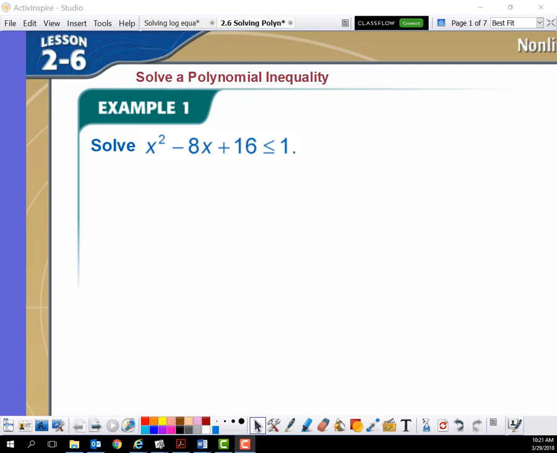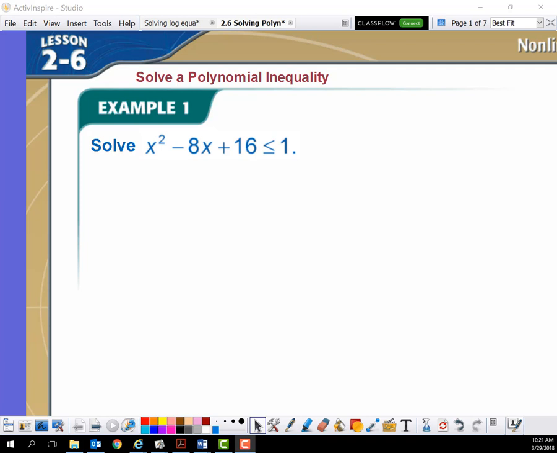This lesson covers polynomial inequalities as well as rational inequalities. So I'm going to do kind of an abridged version of the lesson. I'm going to give you a couple of examples from each different type because the process here is super similar.